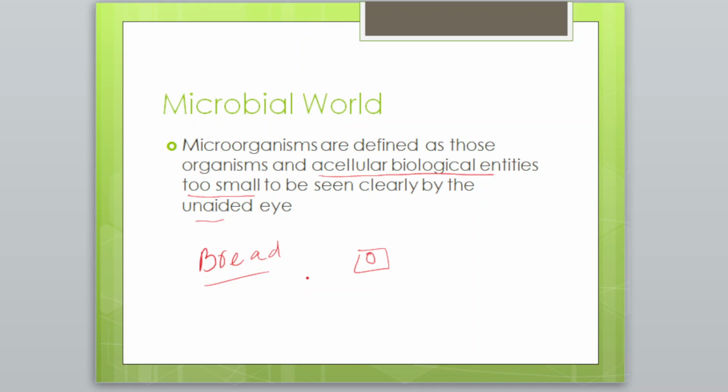These macroscopic microbes are often colonial. Colonial means they live in a colony or they form a colony, consisting of small aggregations of cells. Small aggregations means a group of small cells, and then they form a colony.